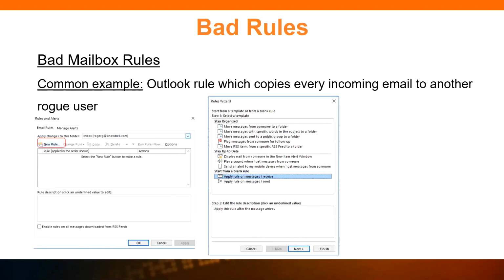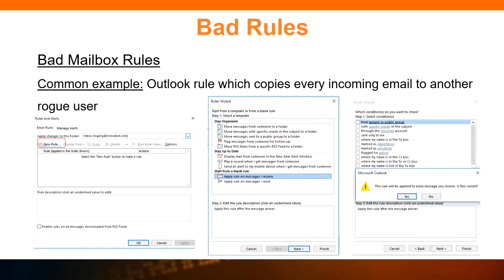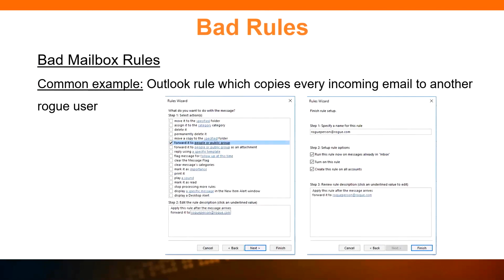And maybe I'm going to act like I'm a hacker or a spammer. I'm going to say, apply this rule on all messages this victim receives. When an email comes from any message that is received, I want you to forward it to me, the bad guy, the rogue person at rogue.com. This is a very common email rule.